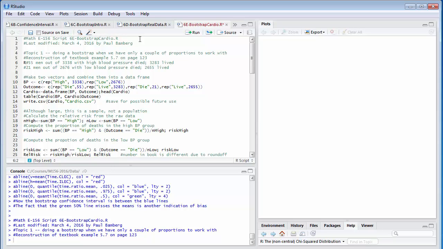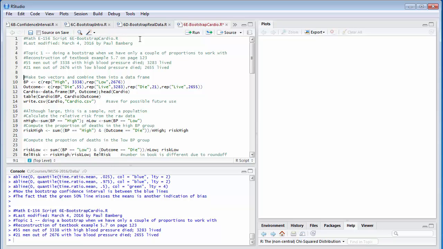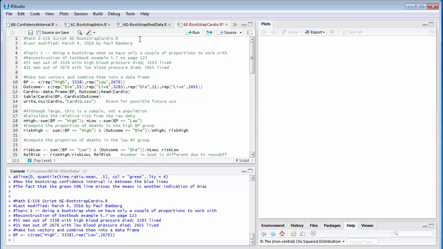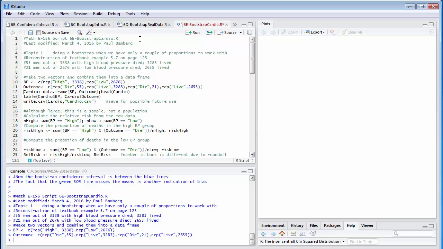First, I'm going to create a data frame called BP, and BP is going to be the blood pressure vector that has 3,338 high entries followed by 2,676 low entries. And then the outcome for the high group, we need 53 dies followed by 3,283 lives, and a similar pair of numbers for the low one. And now we can put these together into a fabricated data frame that we'll call cardio.